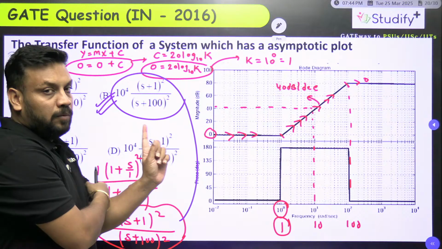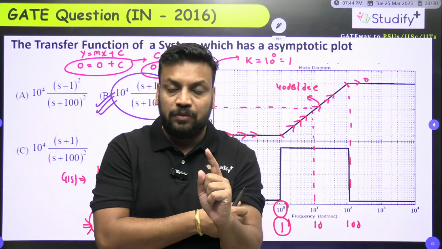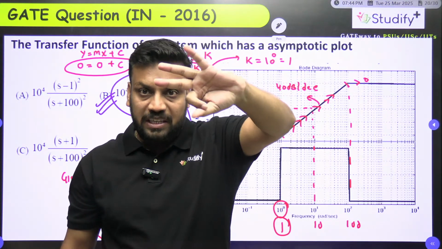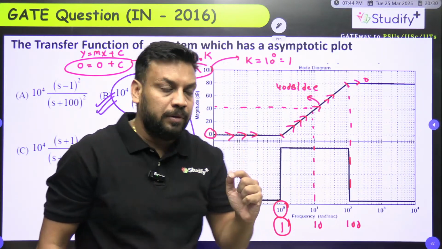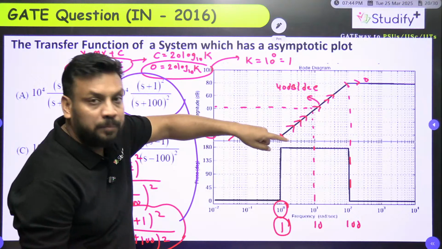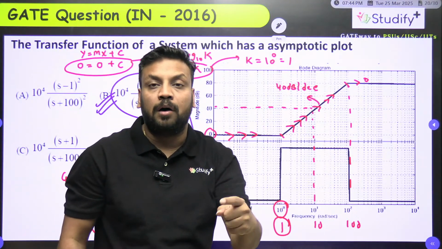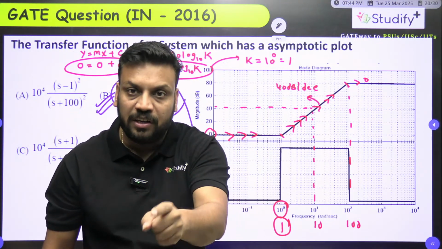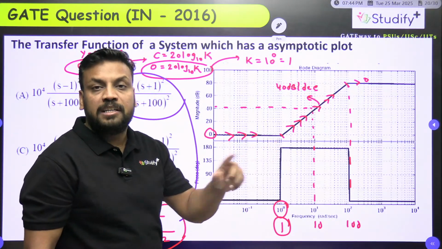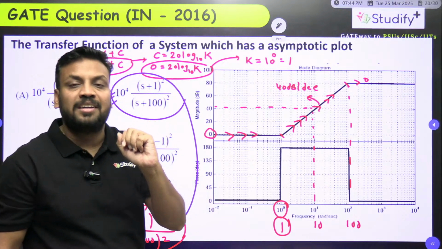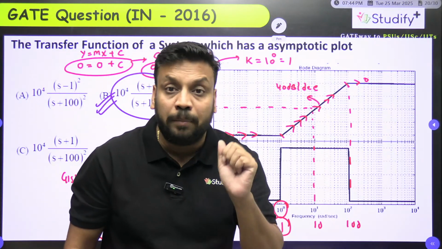So for such type of question, if you are looking for the transfer function, you need to follow 3 steps. Step number 1 is observing the starting slope. When you observe the starting slope, it provides information about poles and zeros at origin. Because in this question there is no initial slope, there are no poles and zeros at origin. It means there is no s and 1 by s term.